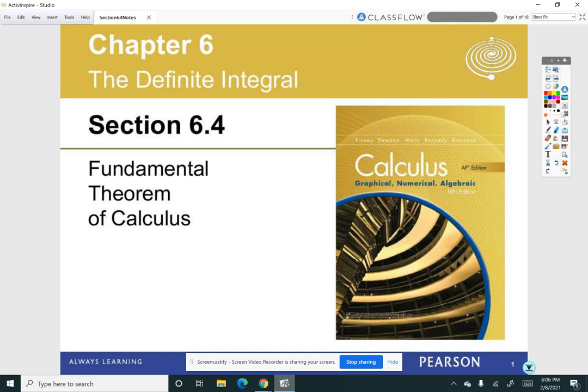Hey guys, this is the first video for section 6.4, which is on the fundamental theorem of calculus. So remember from last unit, the first derivative test, second derivative test, information about concavity, those make up about 10% of the AP exam. The fundamental theorem of calculus makes up about 15% of the AP exam.